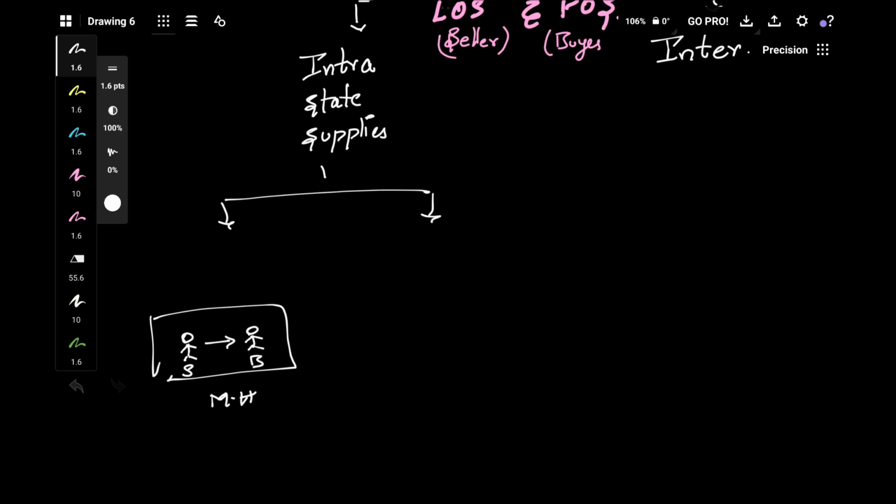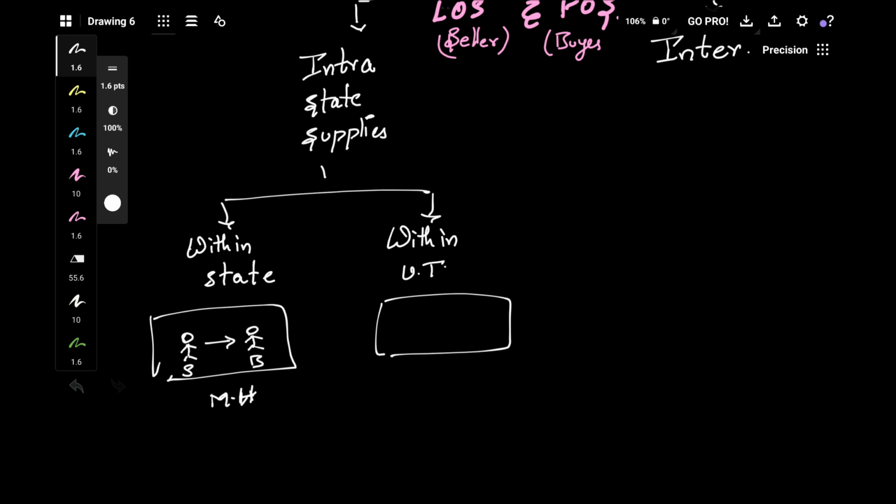Okay, seller is selling to buyer, and this is happening in Maharashtra state. If seller and buyer are in the same state, then it will be called intrastate supply. Within a state, or it can happen within a union territory. Let's assume the union territory is Ladakh. In Ladakh, there is some seller and there is some buyer, and there is a sale happening between them.